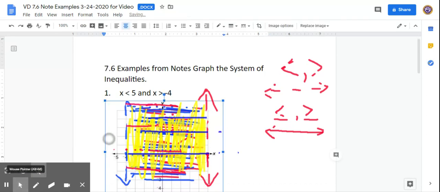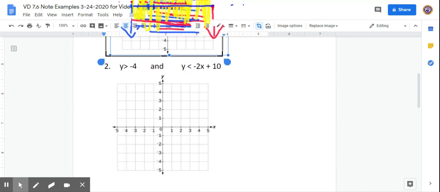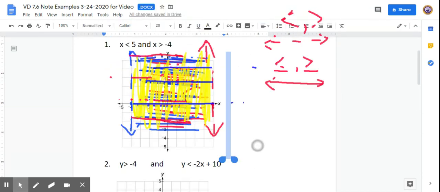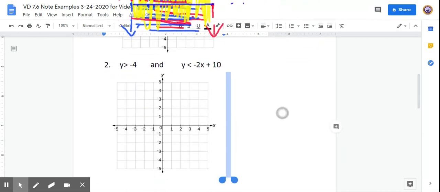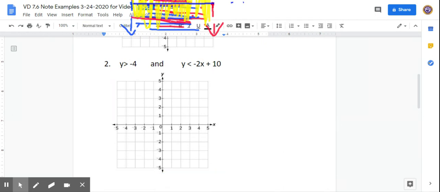Number 2. Number 2 is y is greater than -4. So y is greater than -4 is a horizontal line. Okay, so horizontal.